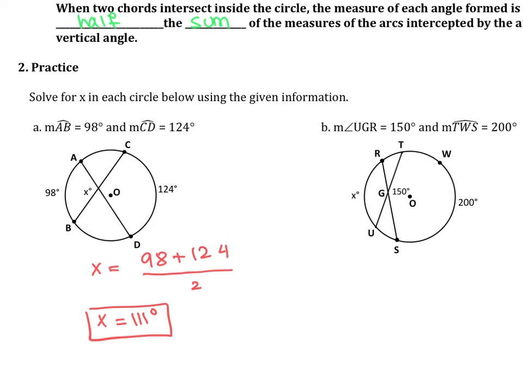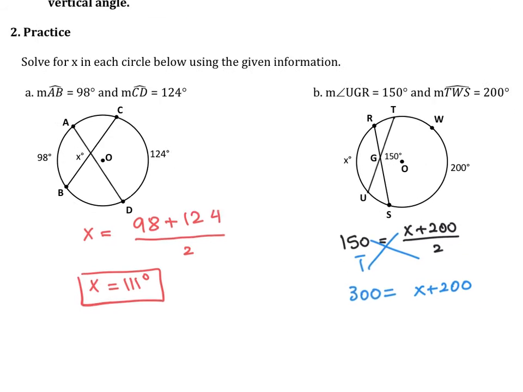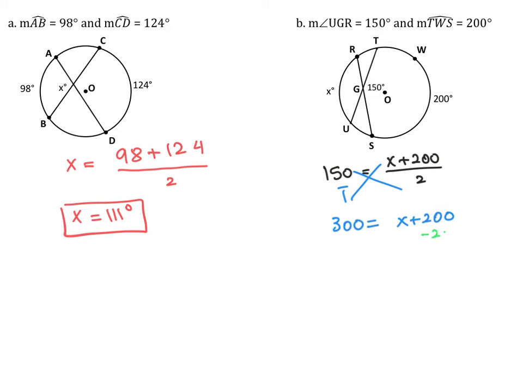Now in this case, x represents an intercepted arc. The angle is 150, and the other arc is going to be 200. So according to the rule, the angle is equal to half the sum, so 150 equals x plus 200 over 2. Now to solve for x, I start by cross multiplying. So 2 times 150 is 300, equals x plus 200. To solve for x, I subtract 200 from both sides, and I will get that x is equal to 100 degrees. And that's the measure of this arc.